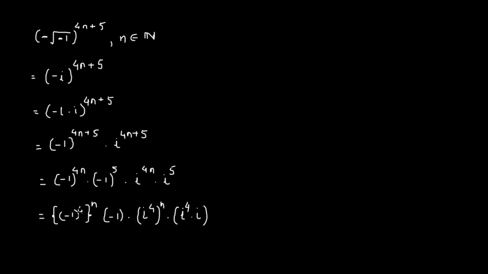So we have negative 1 raised to the power of 4, which is going to be positive 1, and 1 raised to the power of n is going to be simply 1. So we have 1 multiplied by negative 1. i raised to the power of 4 is 1. 1 raised to the power of n is going to be 1. And we have i raised to the power of 4, which is 1. 1 times i is going to give us i. So the final answer is going to be equal to minus i.